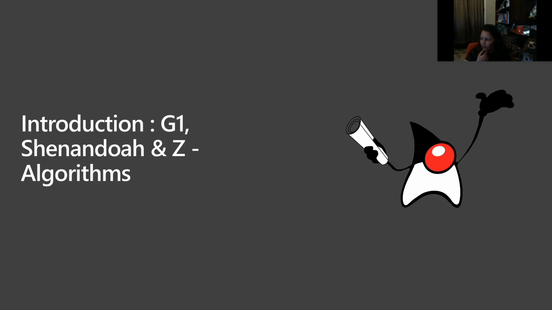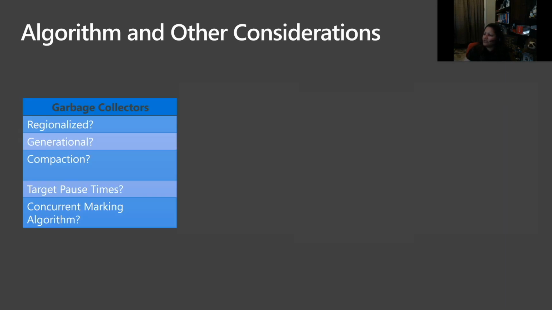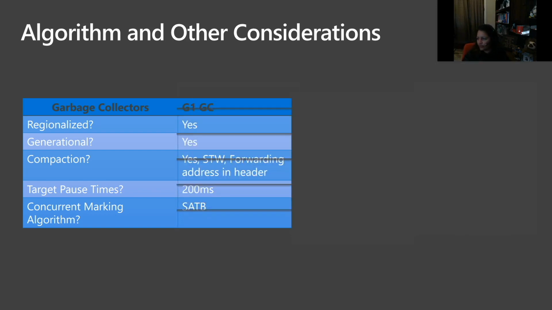So let's look at the algorithm and compare and contrast the garbage collectors here. For simplicity's sake, I want to cover these garbage collectors based on the concepts I've introduced. So let's look at regionalized heap or not, generational heap or not, what kind of compaction, if there are any target pause times they strive to meet, as well as if they have a concurrent marking algorithm or not, and what type of concurrent marking algorithm is employed. In G1 GC's case, it is regionalized and generational, and the compaction is done in a stop-the-world fashion, as I mentioned earlier. It's simply done by forwarding address, by putting the forwarding address in the header.